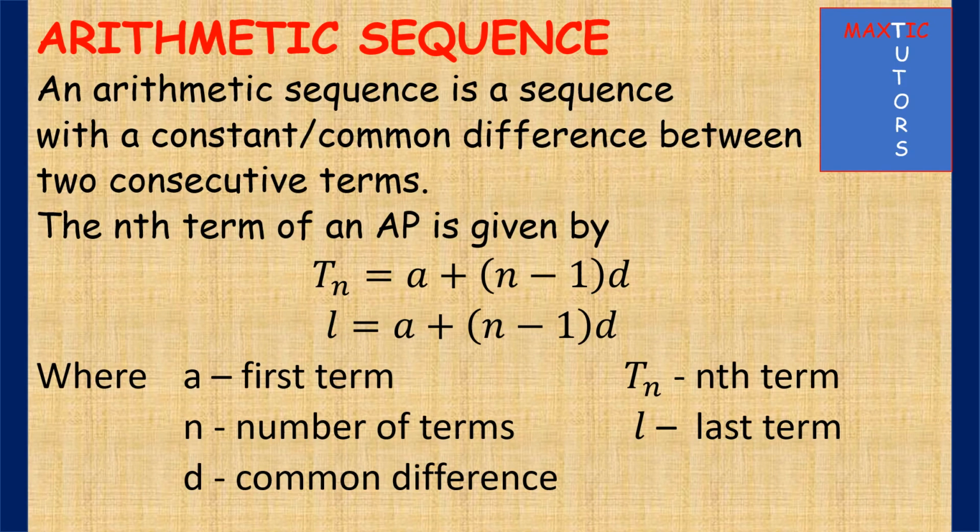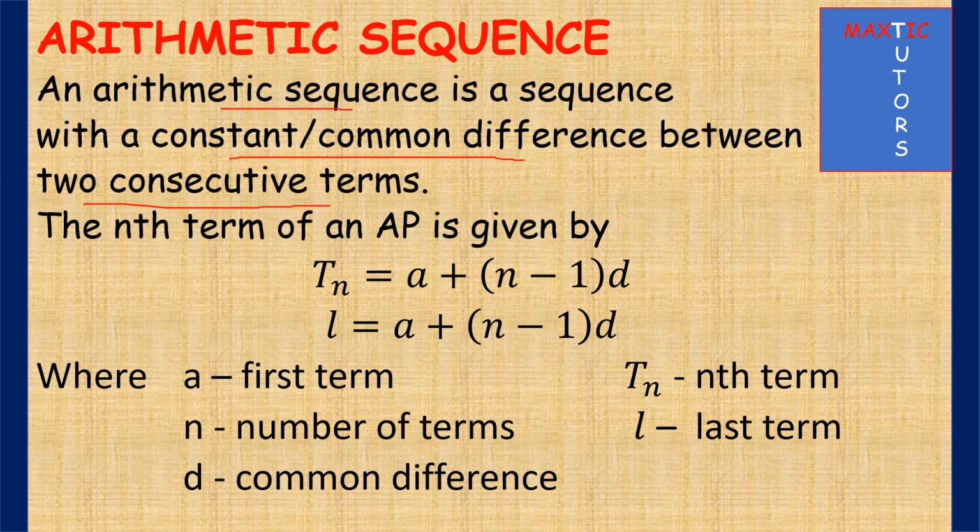Let's go on. Now, what is an arithmetic sequence? This is a sequence with a constant or common difference between two consecutive terms. Consecutive terms are terms that follow each other, having a common difference.